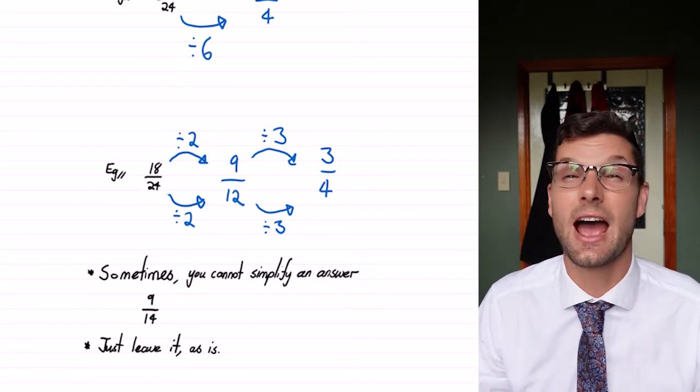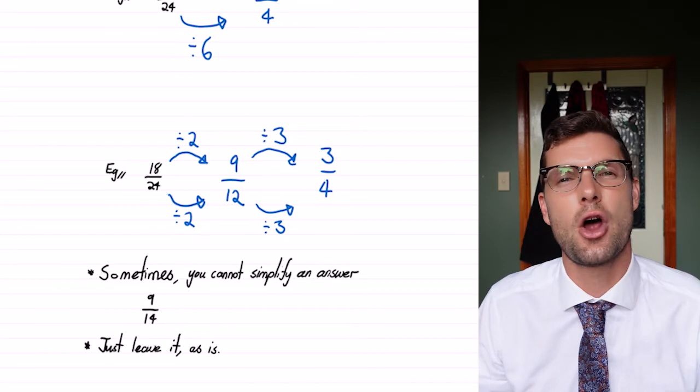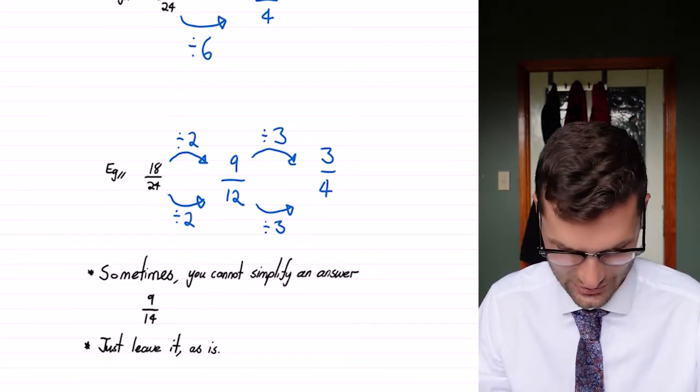Sometimes we've got fractions that can't be simplified. There's no common factor from the top and the bottom. So in this example, 9 over 14, just leave it as it is. You're done, which is really good news.